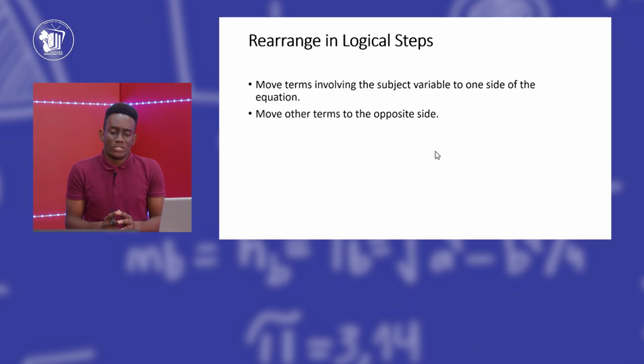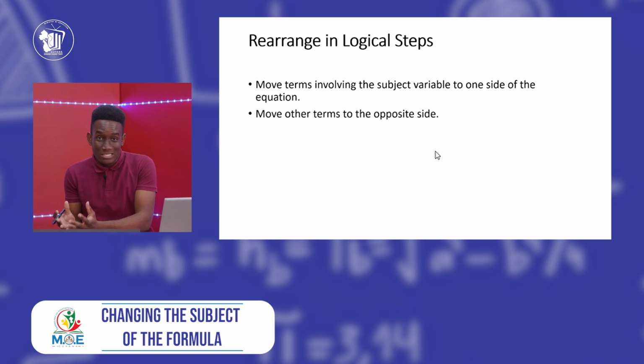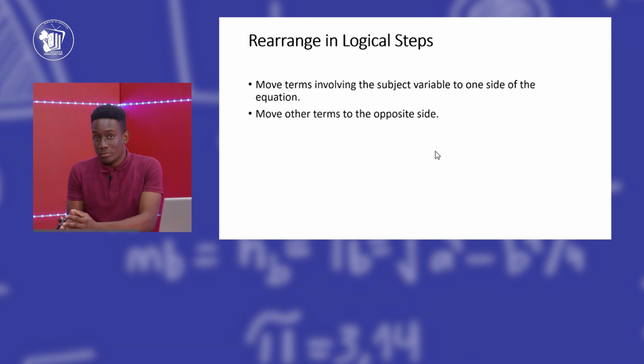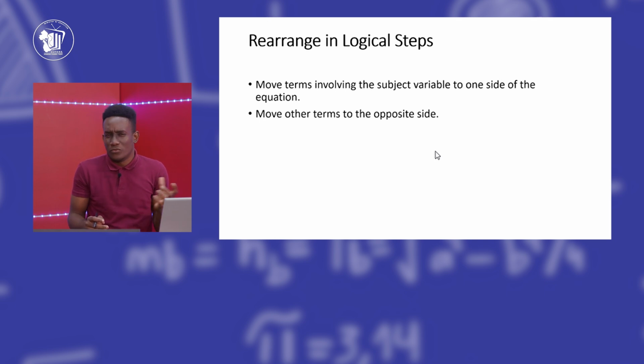The next thing to remember is to rearrange in logical steps. Move terms involving the variable to one side of the equation. So if you want to make x the subject, and you have more than one term with x, you move all of the terms with x to one side. Preferably you want to move them to the left side because it's easier to read like that, though it doesn't matter. Then you move all the other terms to the other side. There are some key things you must remember when you are moving, and it goes back to the whole balancing of the equation.